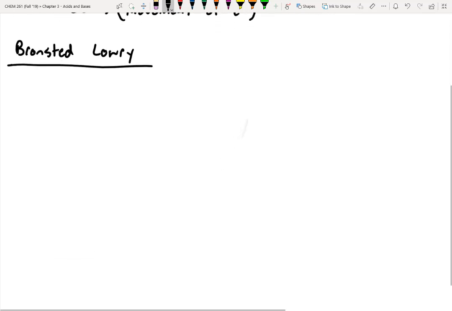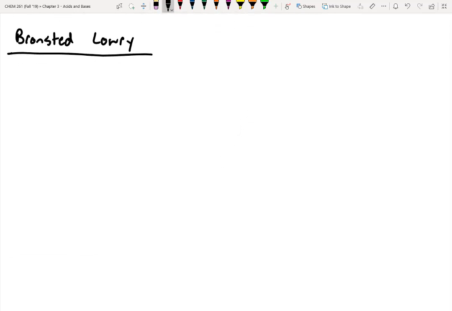All right, so Bronsted-Lowry acid-base theory is pretty simple. Do acids donate or accept protons? Donate. So acids donate protons. Hopefully we remember that from Gen Chem. Bases, on the other hand, accept protons.